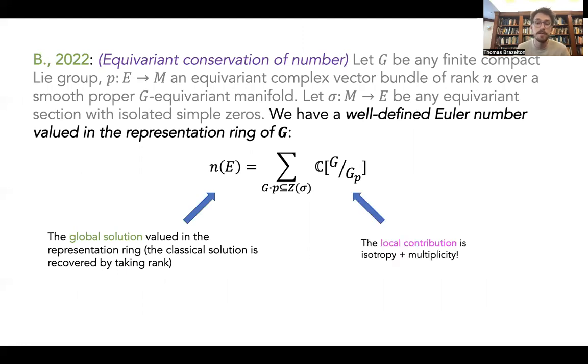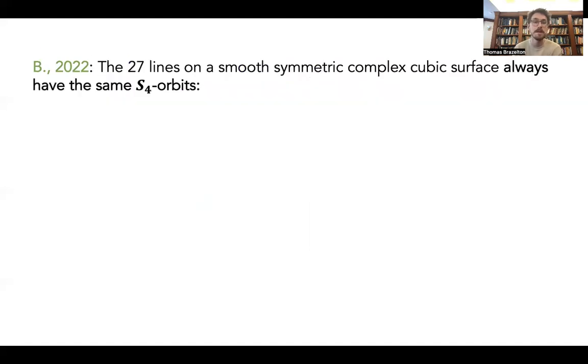On the right, local contributions are isotropy and multiplicity. And the quick way to say this theorem is that the sum of regular representations of the orbits of solutions is conserved. And we can leverage this result to begin to answer these types of questions about enumerative geometry when there is a group action. So we can prove that the 27 lines on a smooth, symmetric complex cubic surface always have the same S4 orbits.